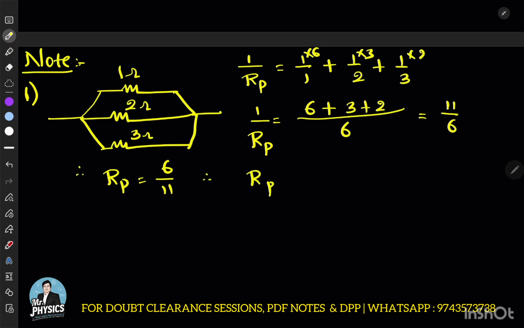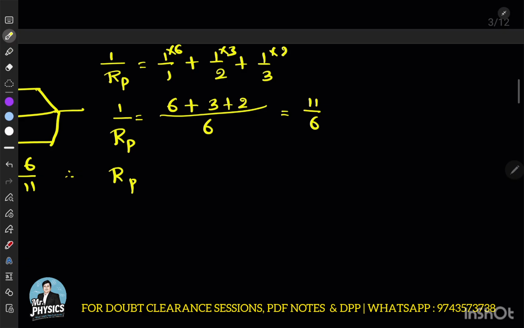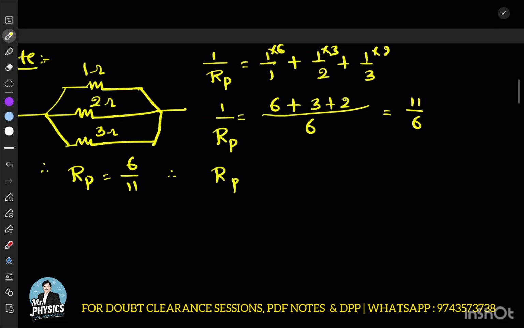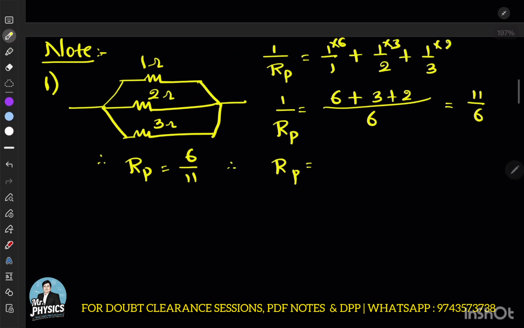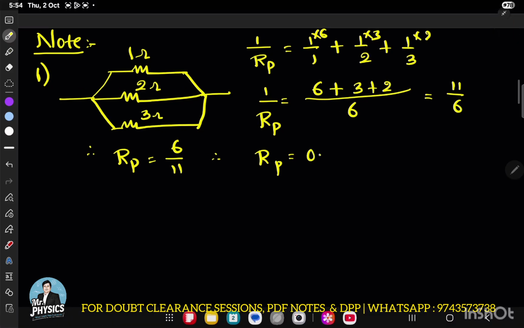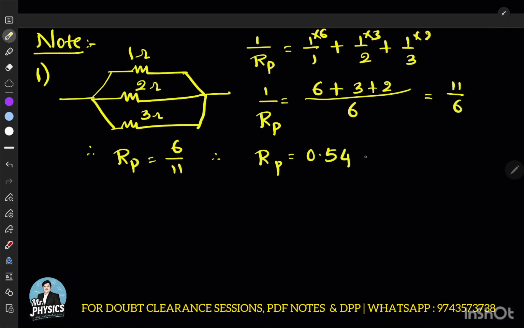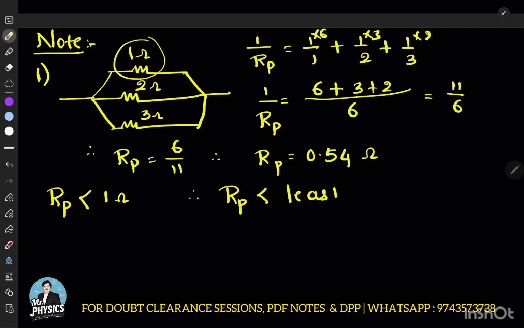After calculating, Rp is around 0.54. So you can observe here the value of Rp is lesser than 1 ohm. This 1 ohm is the least one in the combination. So hence we can say that Rp is lesser than the least one from the combination.